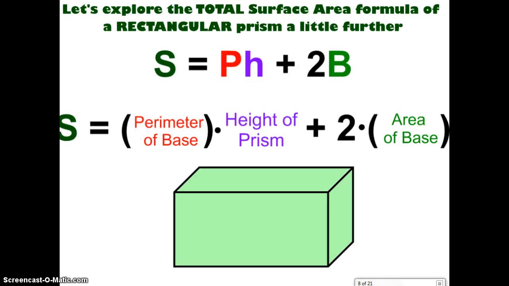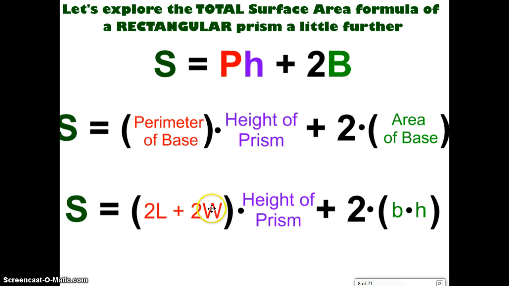As we explore total surface area of a rectangular prism, we have to go a little bit further. As you can see, the pH is still the same. So P is the perimeter of the base, H is the height of the prism, but we have to add the two bases. Lateral was just the sides of your prism. Total surface area is the 4 sides plus the 2 bases.